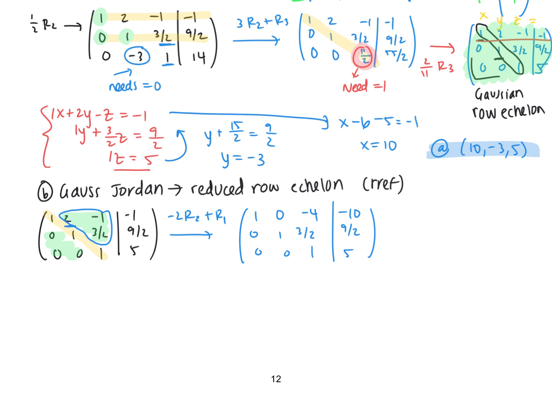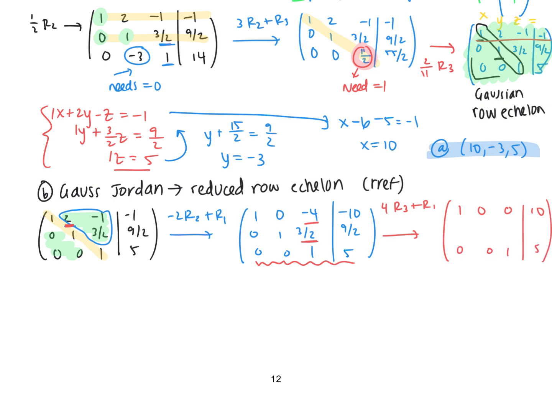Okay, so now we only have two numbers that we need to keep track of. So hopefully you recognize at this point, the reason I dealt with that 2 first is now I can deal with this negative 4 and this 3 over 2 at the same time. I need both of those to be 0. And the way I'm going to do that is I'm going to use this third row. To get rid of the negative 4 in the first row, I'm going to take my third row and multiply by 4 and add it to the first row. So if I do that first, I'm going to notice I get 1, 0, 0, 10. And again, the last row, I'm just keeping the same.